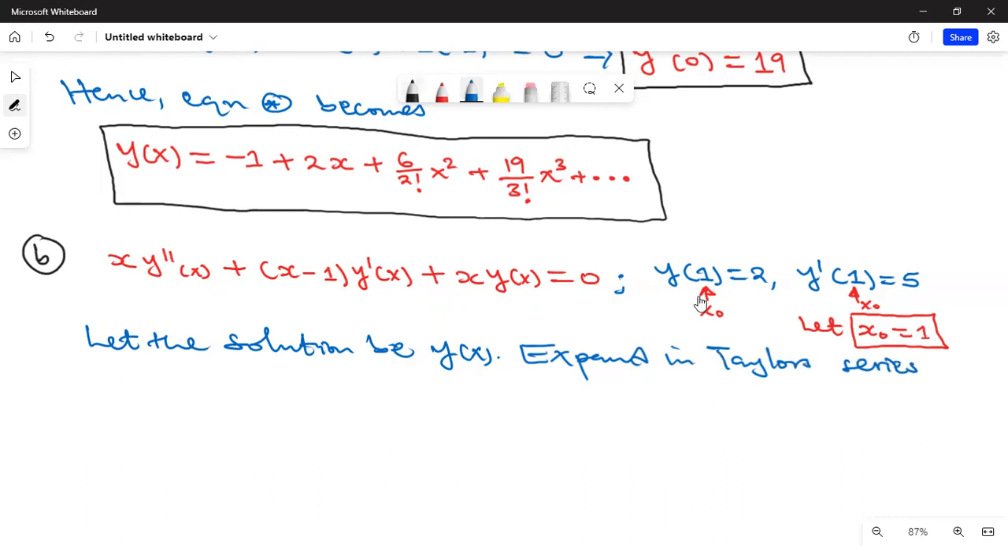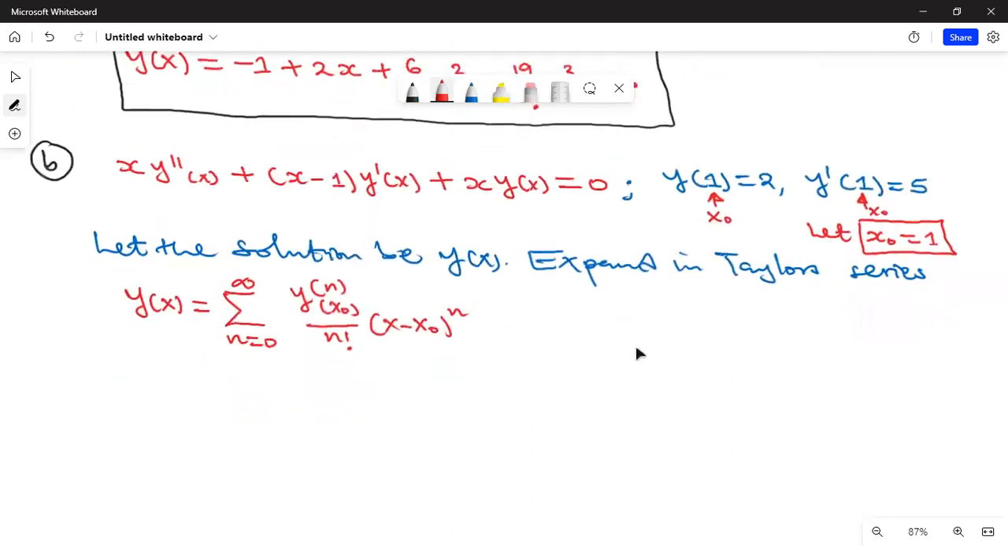What do we get when you expand it? You're going to get y of x is equal to the sum from n equals 0 to infinity of y^(n) of x naught over n factorial times (x minus x naught) raised to n. The n there means the nth derivative of y at x equals x naught. I also want to go up to the third order.